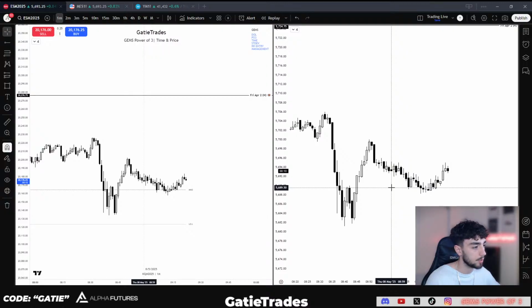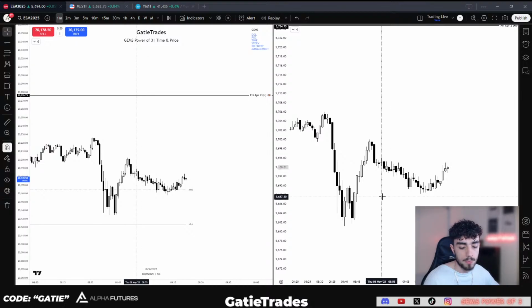My buys, I'll be looking for longs. I don't even think I'll take a short. I think I'll just wait for it to show, especially because of the whole Trump situation. Better just to align with, make it as high probability as possible. Align with a higher time frame.